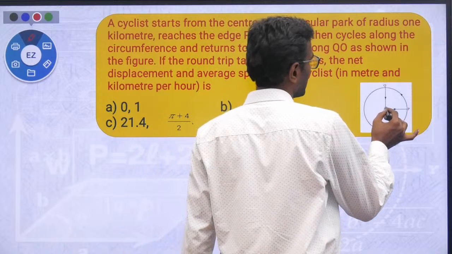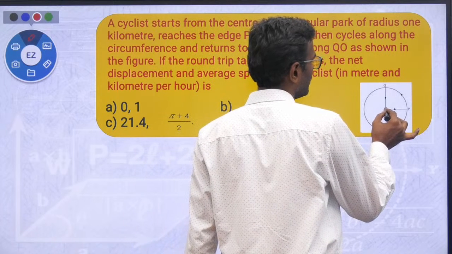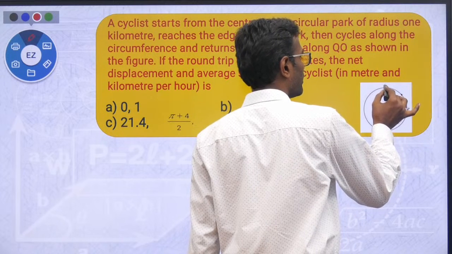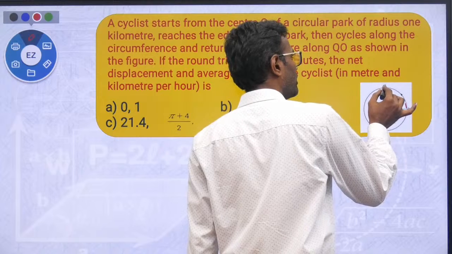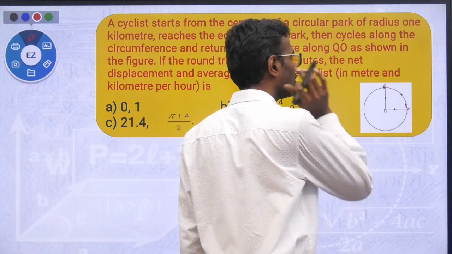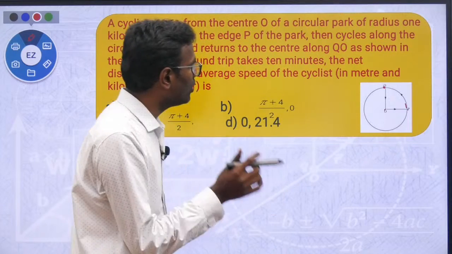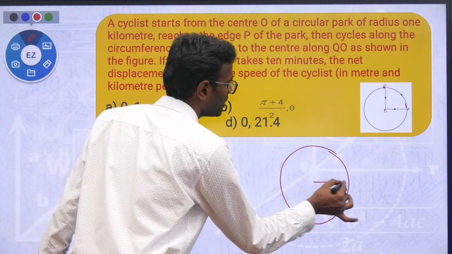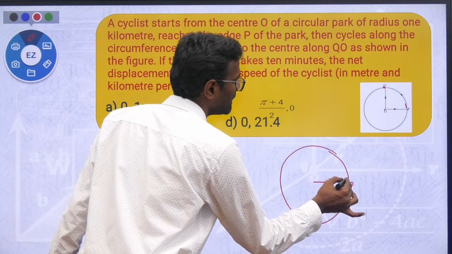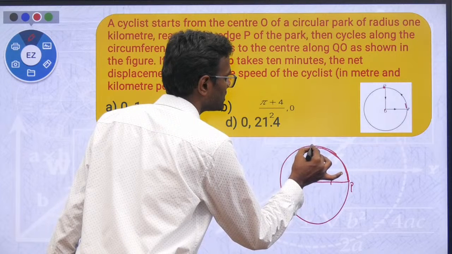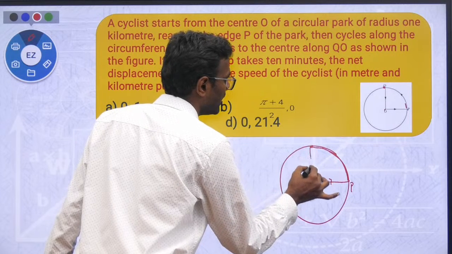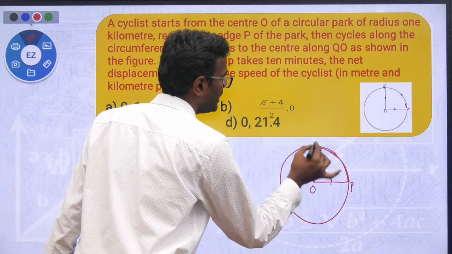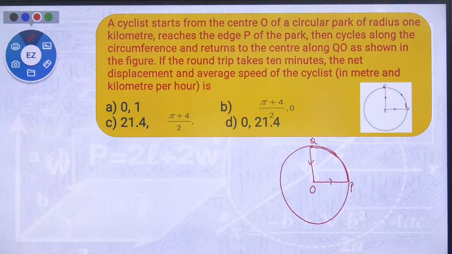So where is the person? The person is at O. He is moving towards P, 1 kilometer of the radius, then moving on the circle and going to the Q point, then Q to O. So I will draw the diagram here. This is O, the starting point, O to P, then moving along the circumference of the circle, then coming back to O.